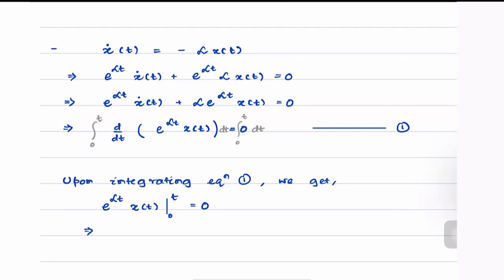So this is equal to e raised to the power Lt times x of t minus e raised to the power 0, which simply becomes identity, so it doesn't matter. So x of 0 being equal to 0, hence the final solution becomes x of t equal to e raised to the power minus Lt times x of 0. This is the solution of our Laplacian flow.